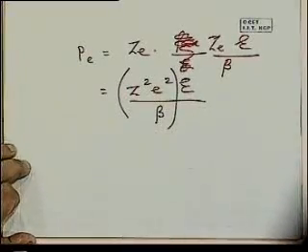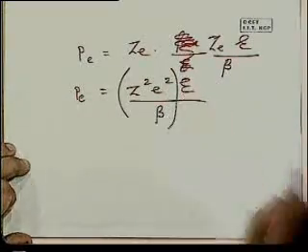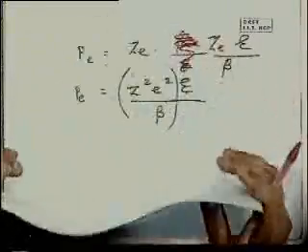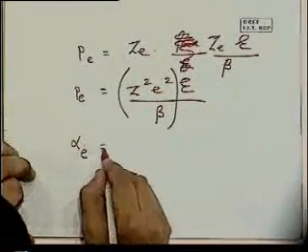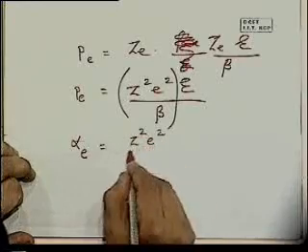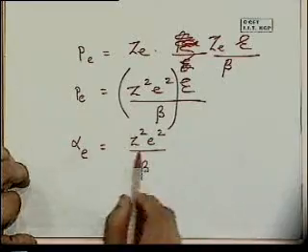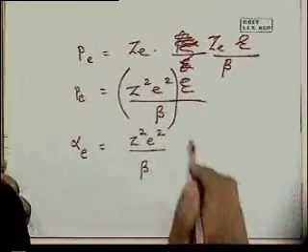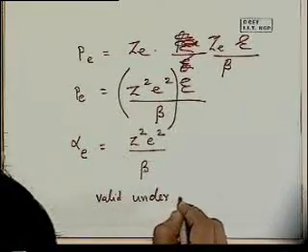Now note, in the beginning itself I said that the polarization is proportional to the electric field. And we defined a term alpha, the polarizability. When we compare these two equations, we see that alpha E, in this particular case the electronic polarizability, is equal to Z squared E squared by beta. That's the electronic polarizability that we have, P being proportional to E. Now what we have here is valid under static conditions, namely DC.